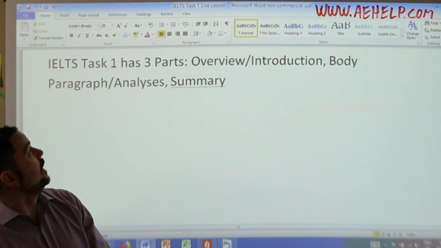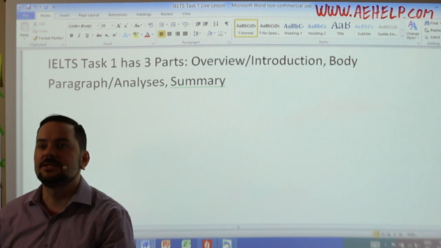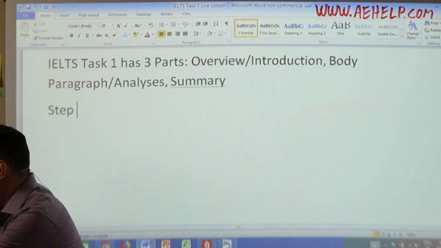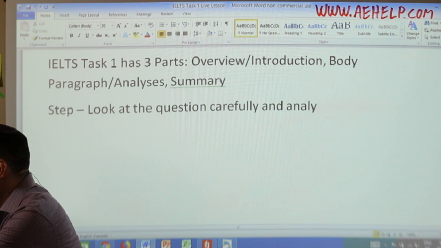All right, so 3 parts: overview, introduction, body paragraph, analyses, and summary. And the first step, as some of you said, is to analyze the question. So look at the question carefully and analyze it.